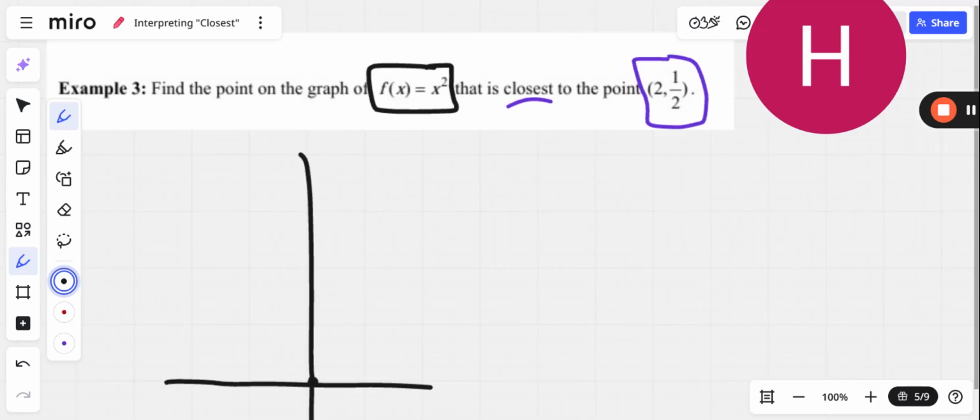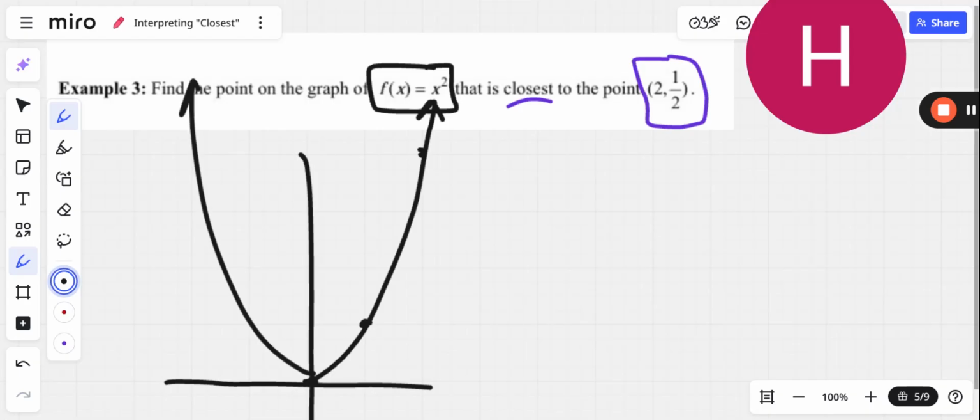So here we have 0, 0. Let's say that's 1, 1, 2, 4. So it's going kind of like that, and it's doing the same thing this way. The point that we have, 2, 1/2, that's right here. So just for a visual, we should expect our closest point to be somewhere kind of near there.